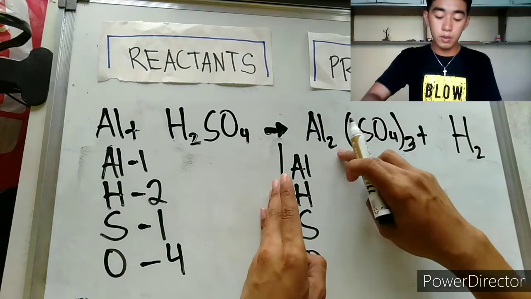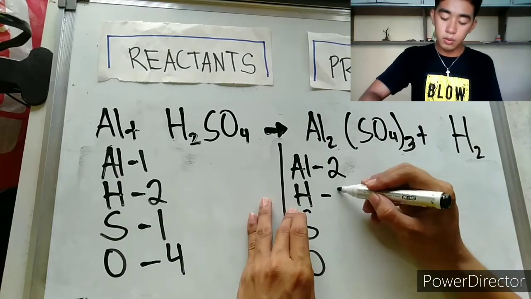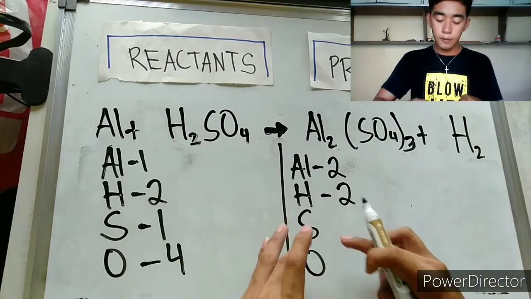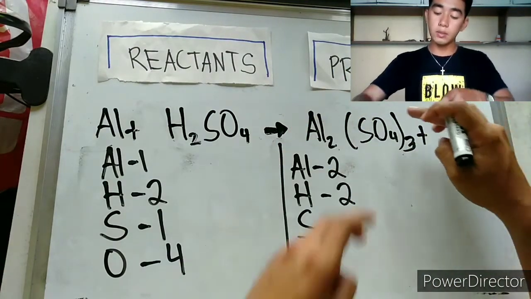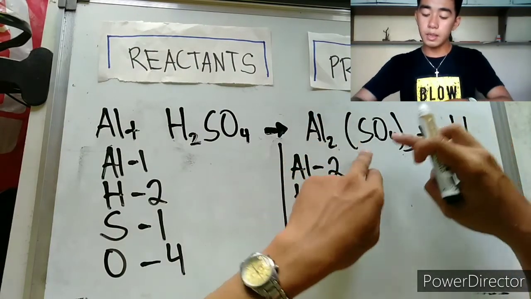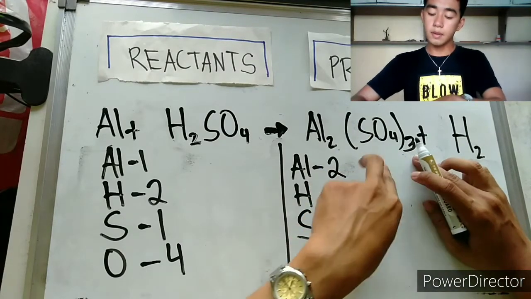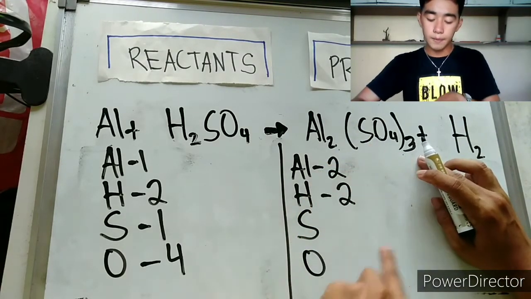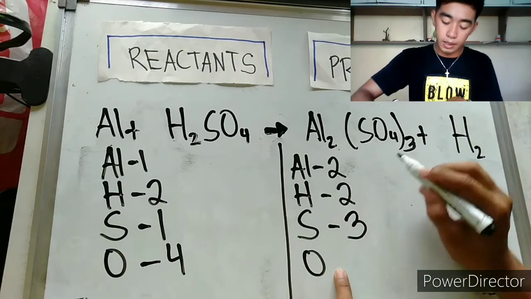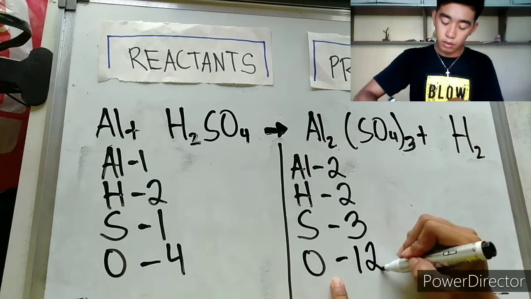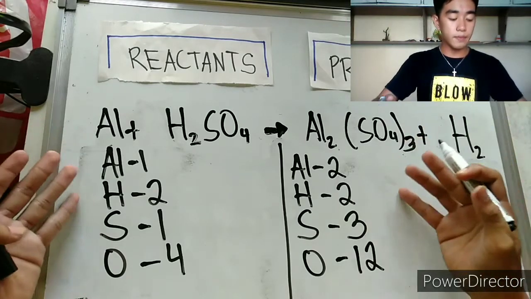And for this side naman, yung aluminum natin, meron tayong 2 atoms. And for hydrogen, we have also 2 atoms. For sulfur and oxygen, kung mapapansin natin, nasa loob sila ng parenthesis. So it means lahat ng number of atoms ng bawat elements na nasa loob ng parenthesis ay multiply natin by 3. So for sulfur, we have 1 times 3 is equal to 3. For oxygen, 4 times 3 is equal to 12. Okay, so now kung mapapansin natin, hindi na ulit balance yung number of atoms ng bawat elements.